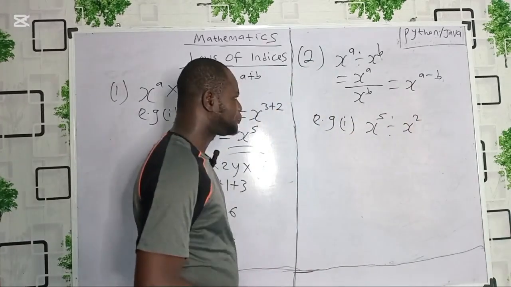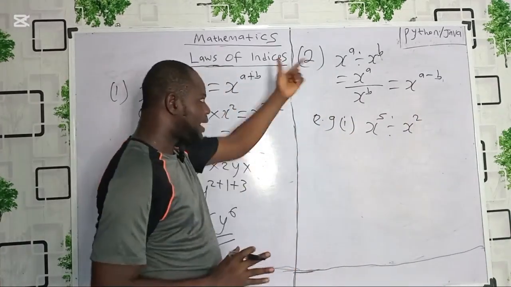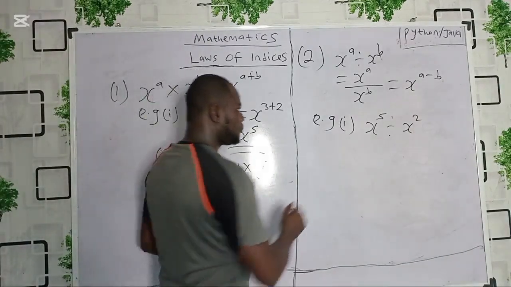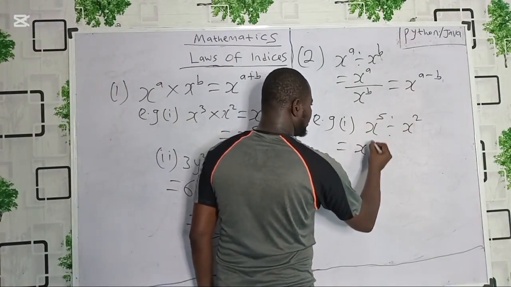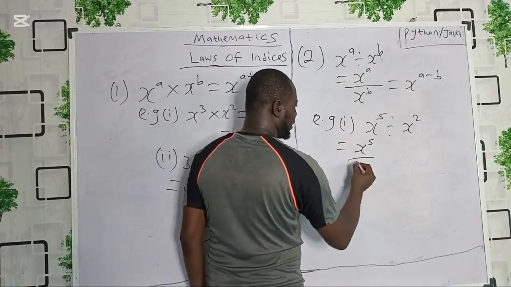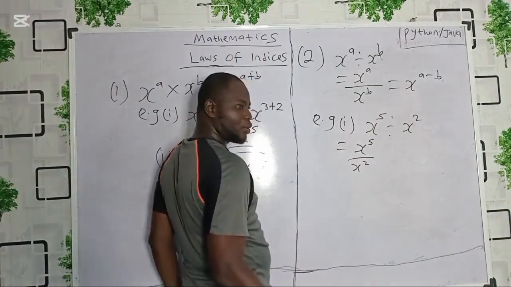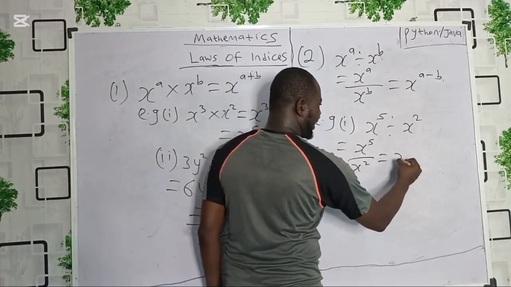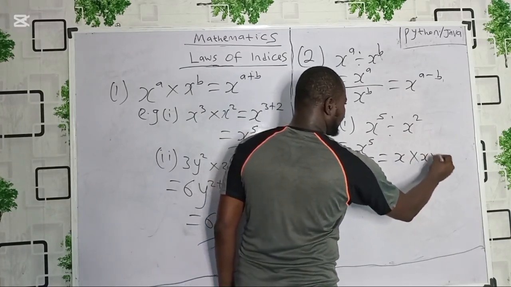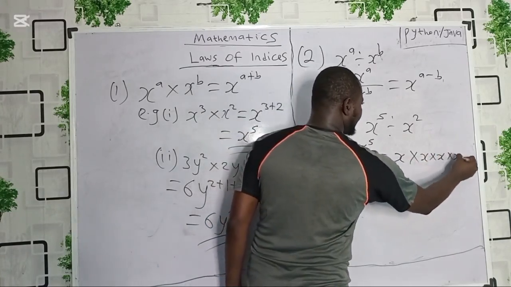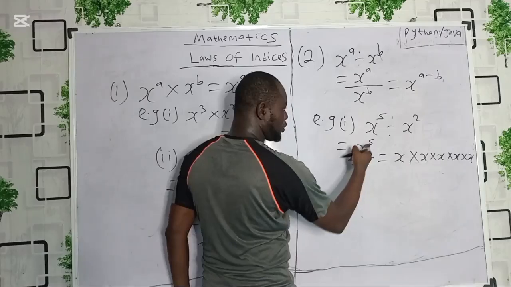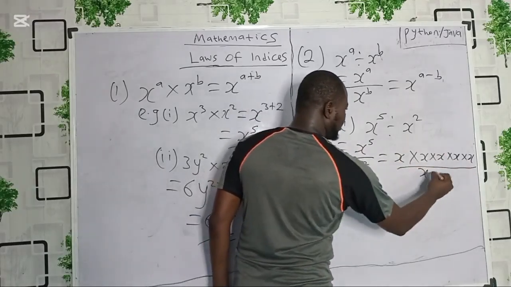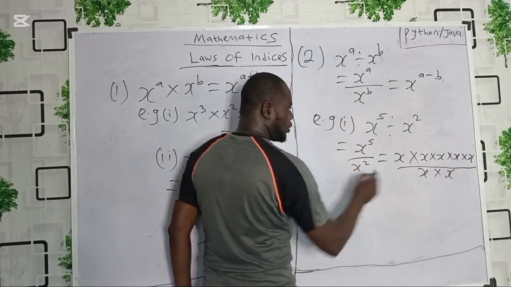Look at this, everybody. Before we implement the formula, that's law 2, I want us to observe something here. Somebody can say this is going to be x raised to the power of 5 divided by x raised to the power of 2, which is very correct. Somebody can now say that because I have x raised to the power of 5 here, it will now be x multiplied by x multiplied by x multiplied by x multiplied by x. Can you see? Because of raised to the power of 5, then divided by what? x multiplied by x.